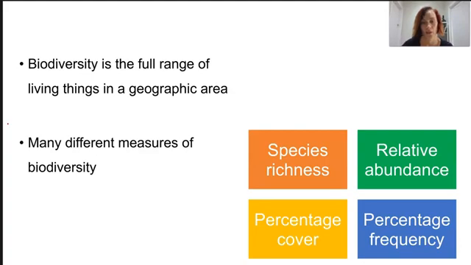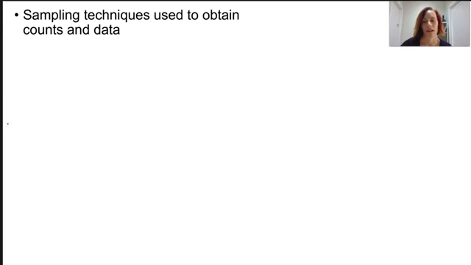The four we're going to talk about today are species richness, relative abundance, percentage cover, and percentage frequency, and we'll also talk briefly about Simpson's diversity index. Now, in order to measure these qualities in an ecosystem, sampling an ecosystem must be done, right? It's got to be done carefully and in a measured way.